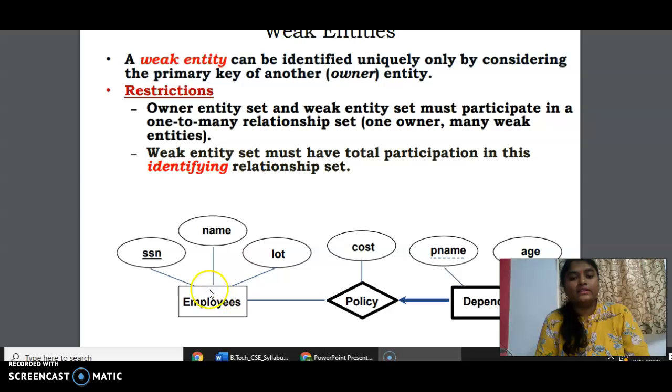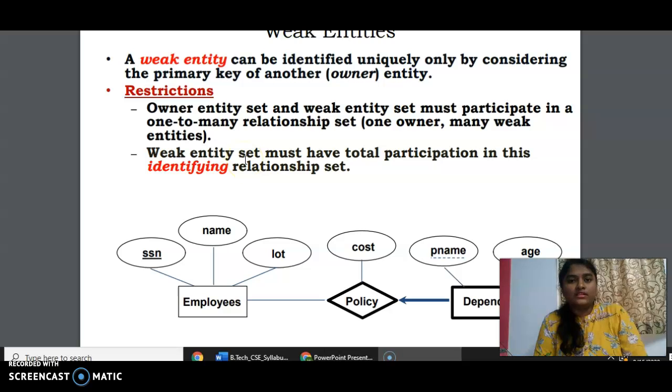Who is the strong entity here? Employees are the strong entity. What is the key here? SSN, social security number, is the key. So when I consider a weak entity, then the relationship also becomes weak. Hence, in order to represent the relationship, we use a dark line, right?